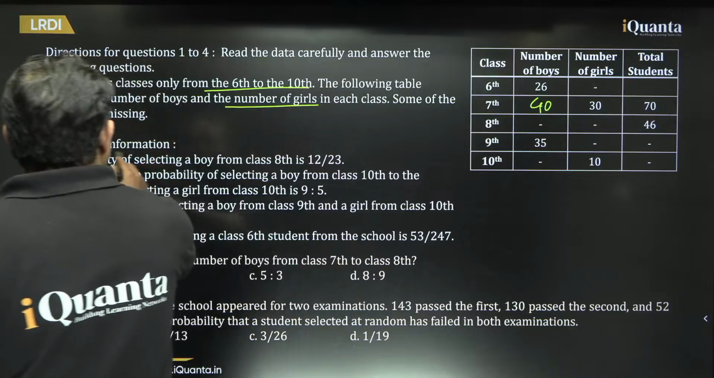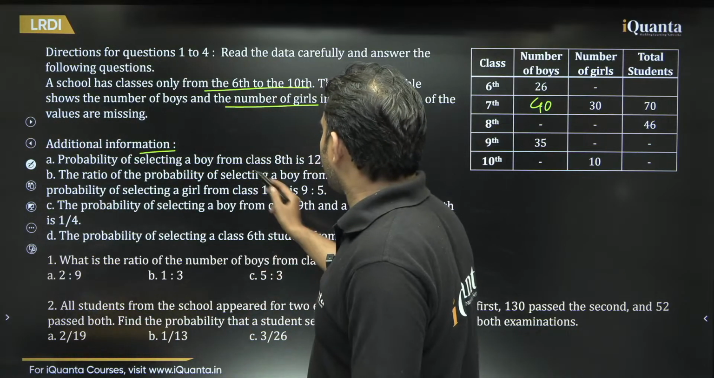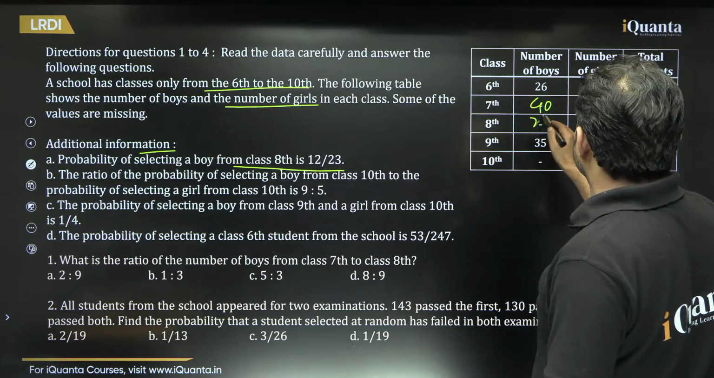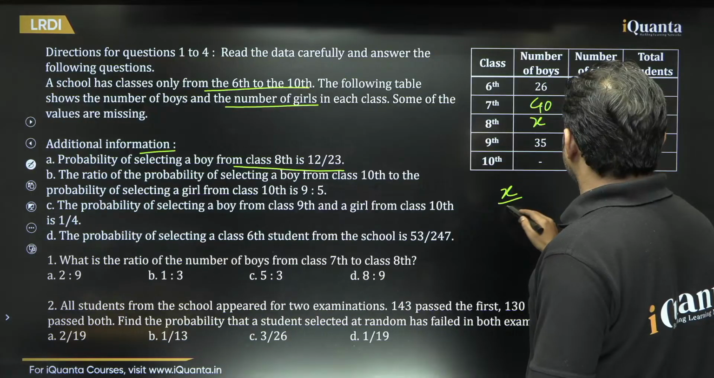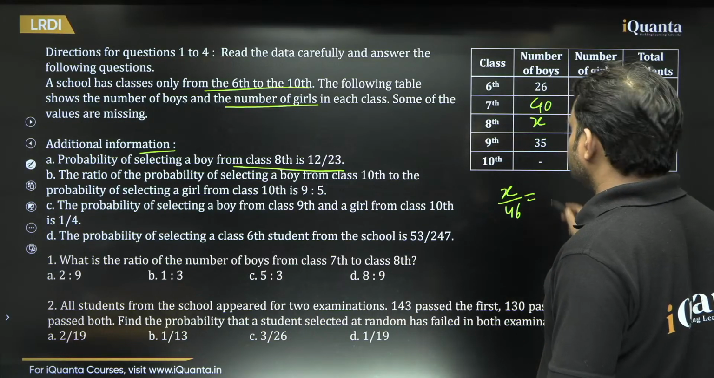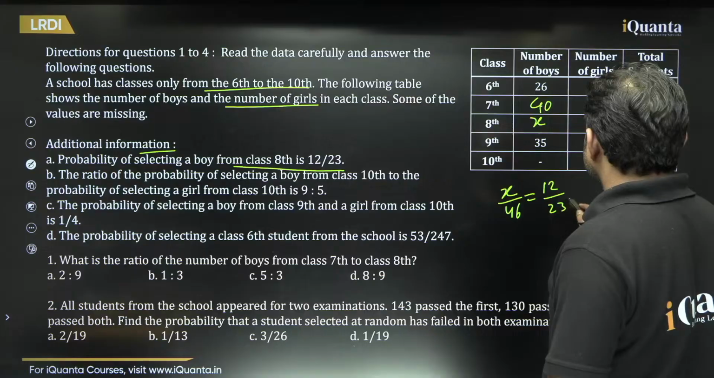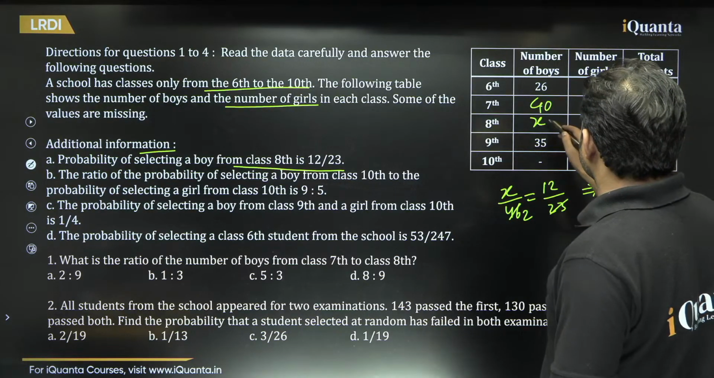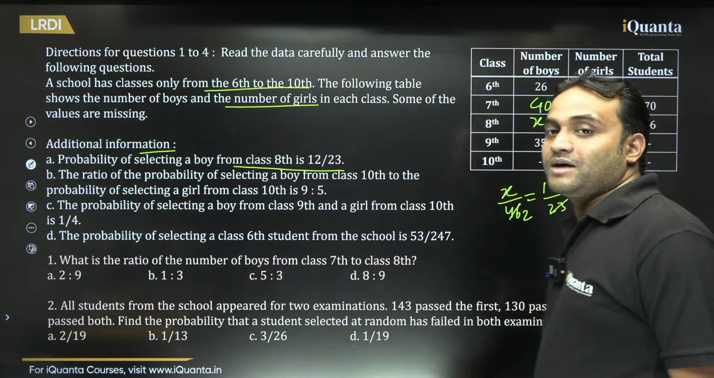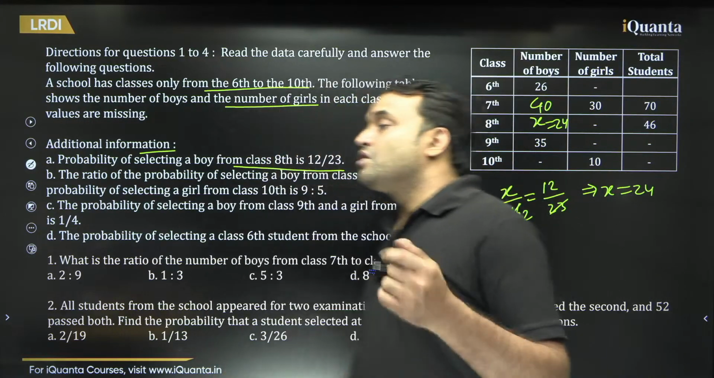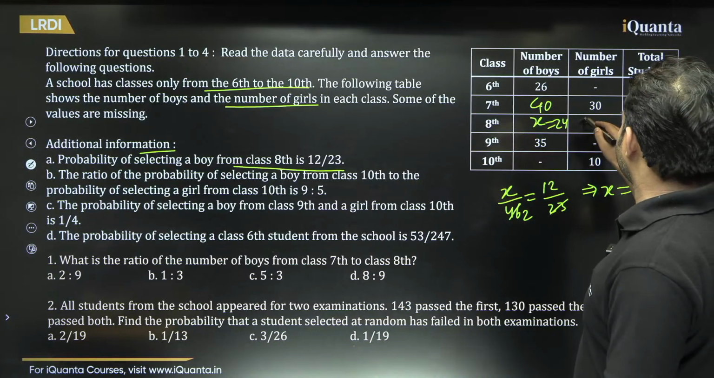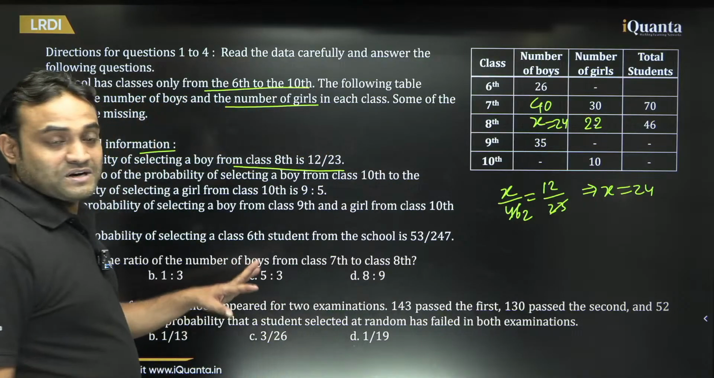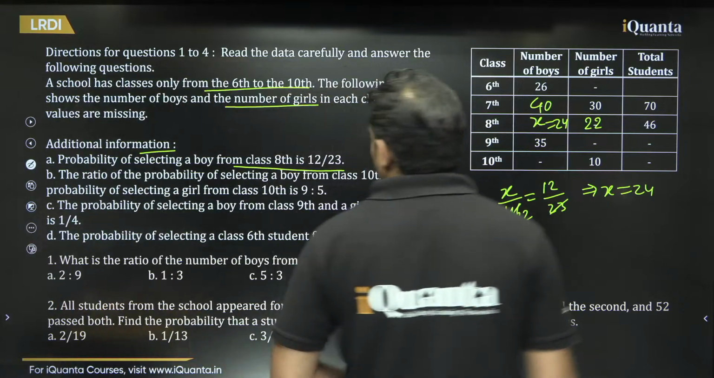Now it says additional information. The probability of selecting a boy from class 8th is 12 by 24. If this value is x, then what we can say? X upon 46 is equal to 12 upon 23. 23 into 2 is 46. We can say x is equal to 24. Number of boys in class 8 is 24. What will be the number of girls? 46 minus 24, which will be 22. So out of 5 classes, we already have complete information about 2 classes.